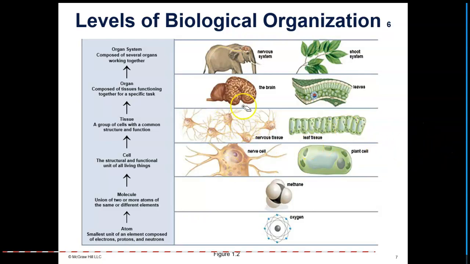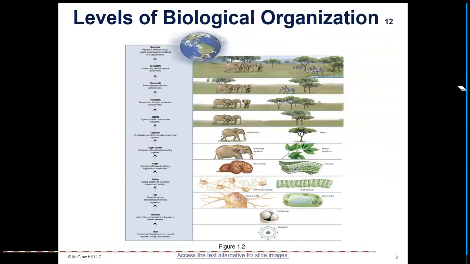When tissues combine to form a structure that carries out a particular function or a particular job, like the brain is an organ in an animal and the leaf is an organ in a plant. And then organs combine to form an organ system. Elephants, as well as human beings, have 11 different organ systems, including the one shown here, the nervous system. And plants have the organ system of structures that grow above the ground, called the shoot system, and the ones that grow below the ground are called the root system.